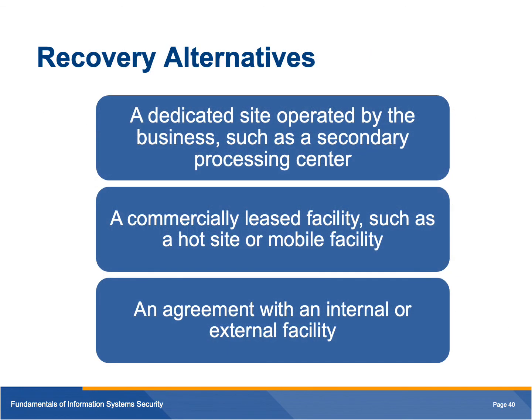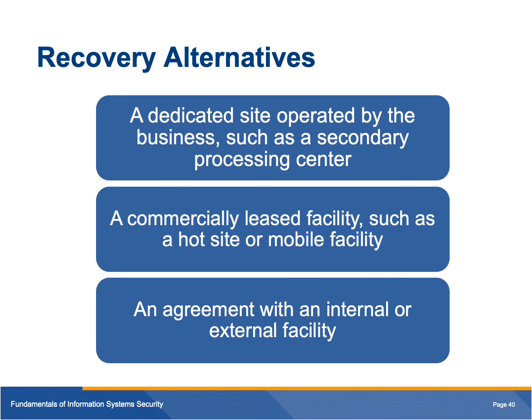So there are some different alternatives that we have: a dedicated site operated by us as a secondary processing center, a commercially leased facility, such as a hot site or a mobile facility, or an agreement with an internal or external facility. Most common would be the third one, unless you're a large organization that has multiple sites.